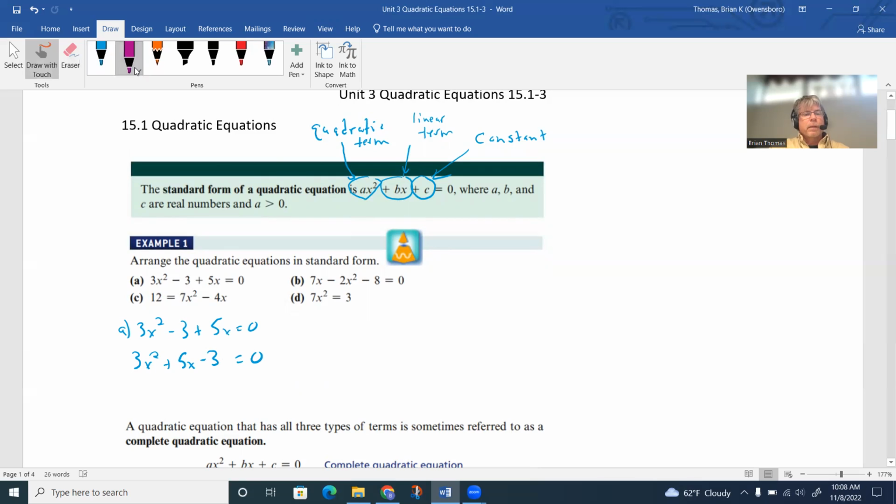If I look at B, we have 7x minus 2x squared minus 8 is equal to 0. Again, if we rearrange these, we have a -2x squared. The quadratic term has to go first. The 7x, the linear term, has to go second. And the constant, the minus 8, has to go last. And that would be what we call standard form.